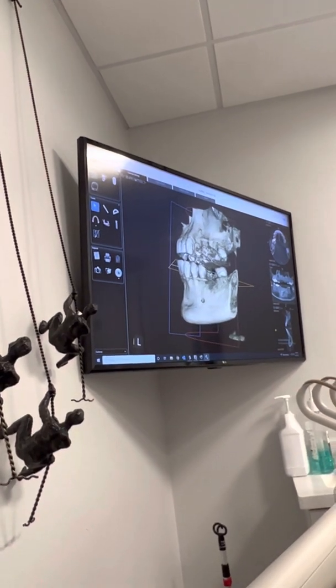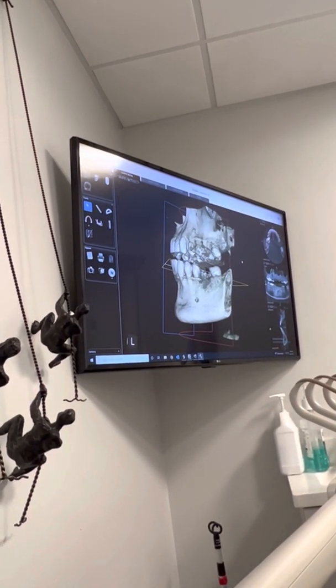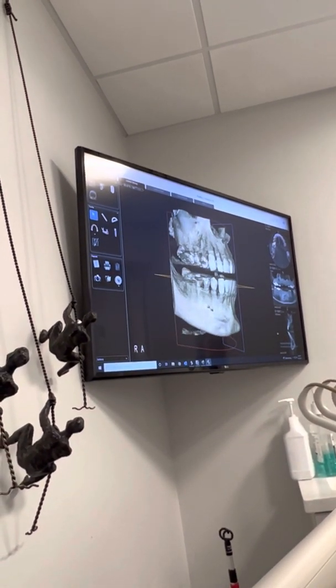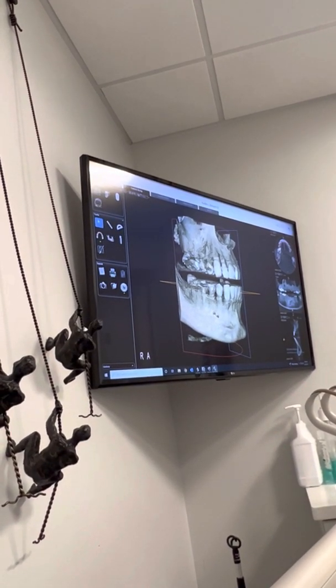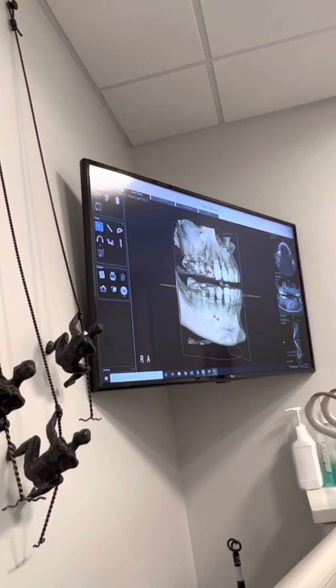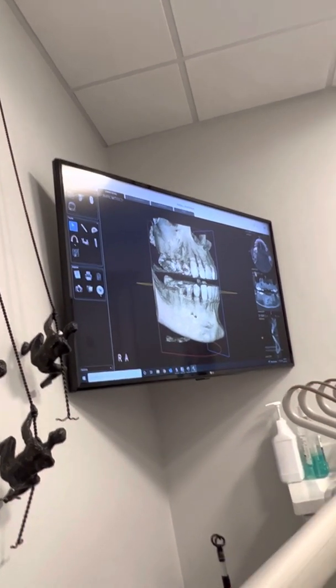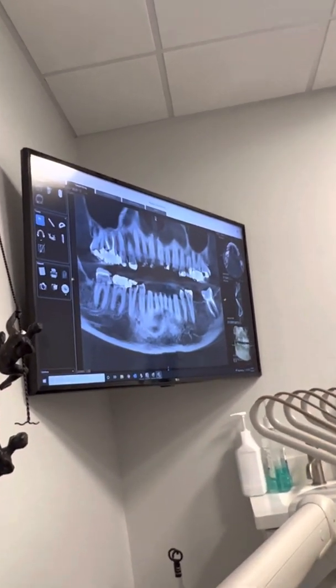And the reason they left that is because it's not going anywhere. It's not going to hurt anything. So what we want to do is focus on this tooth right here, since that's the issue we're going to be working on. We have these three images here that we can use to toggle and scroll through.